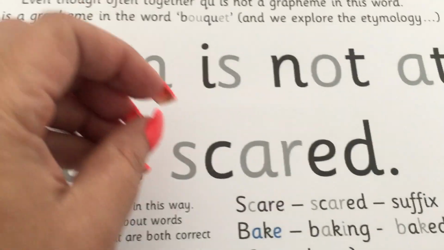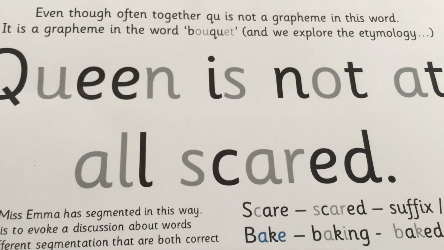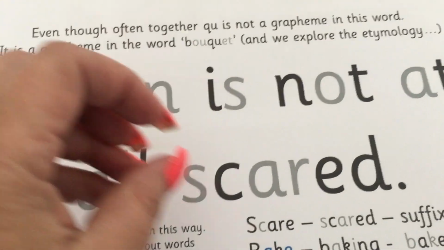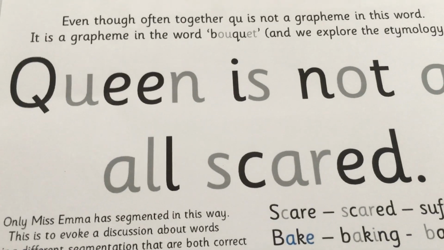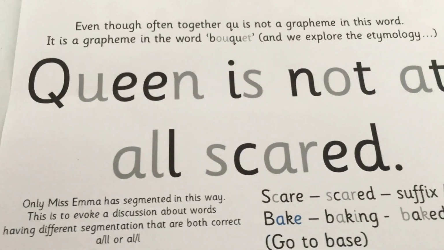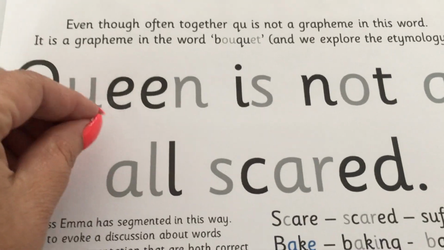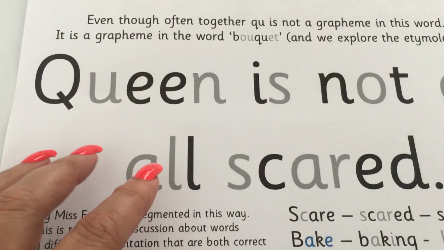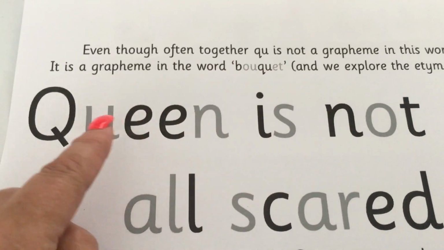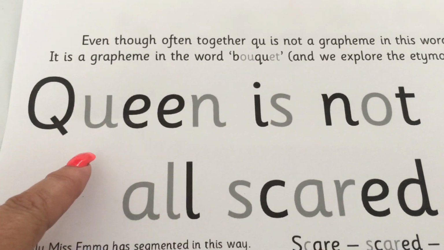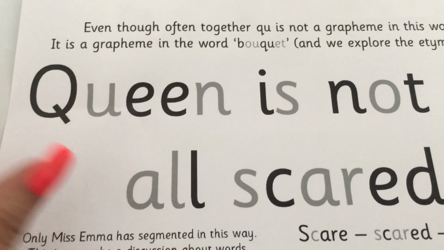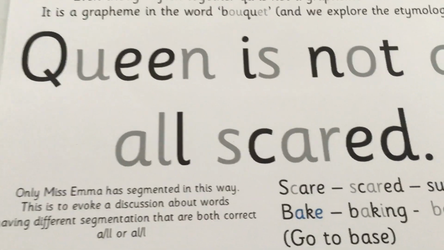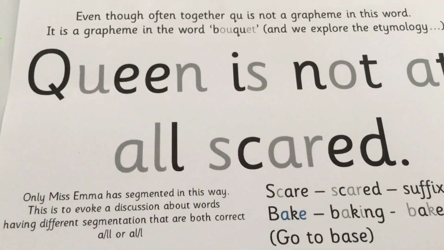So this is what I've done. People have shown vowel sounds, what have you. I don't do that at all. You'll never hear me talking about a vowel sound. So k, w, ee, n, queen. Now, just something: even though often together, QU is not a grapheme in this word. I don't know why phonics programs do that, because it's not technically correct. And that's, again, what my work's about, being technically correct.